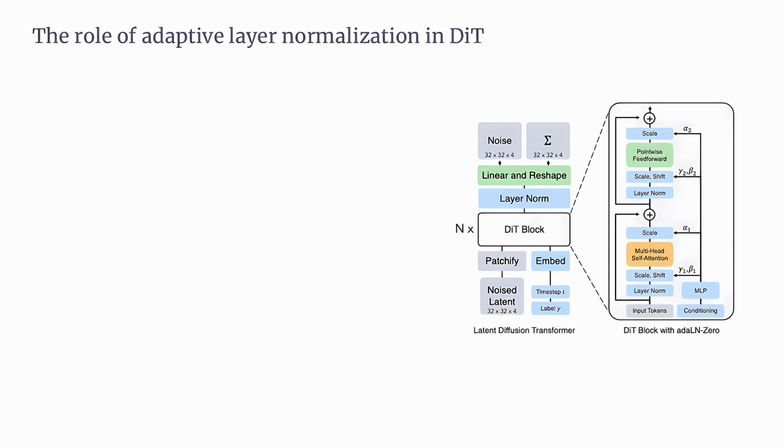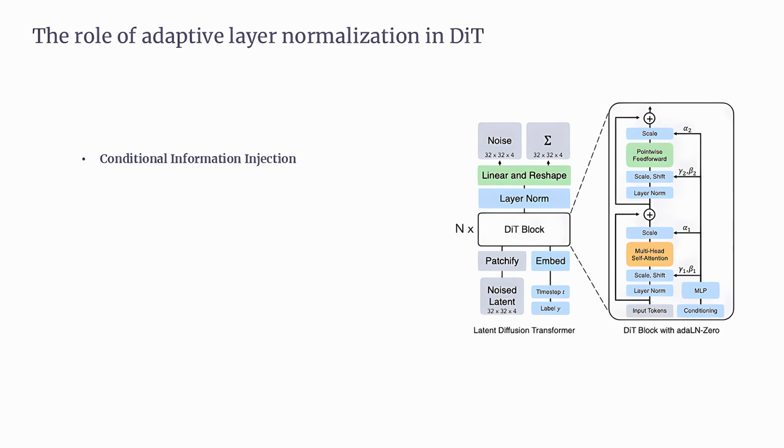Now let's break down the role and importance of Adaptive Layer Normalization, AdaLN, in the Diffusion Transformer model, and understand how it enhances performance and enables efficient conditioning. The first. Conditional information injection. AdaLN is the primary mechanism for incorporating conditional information into the DiT model.